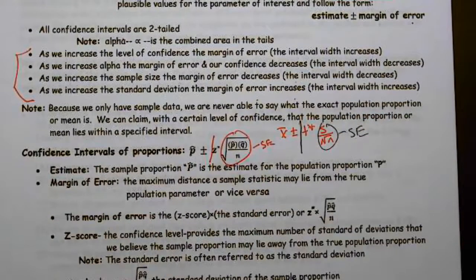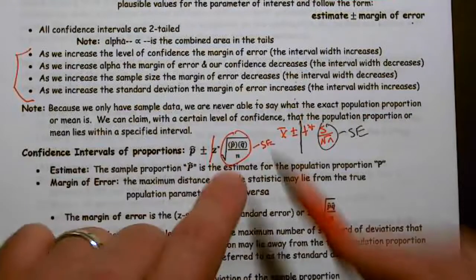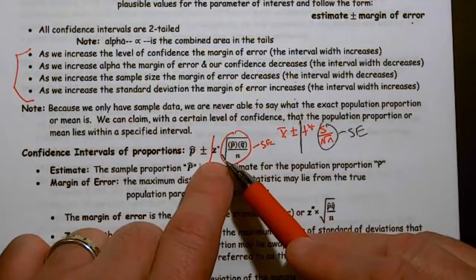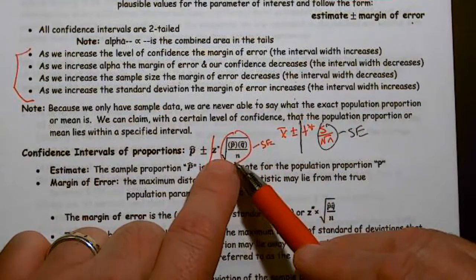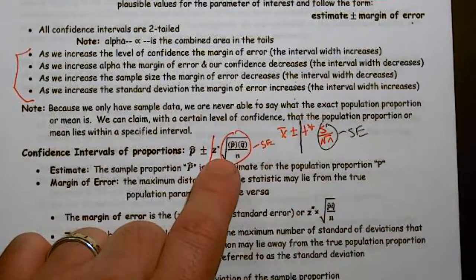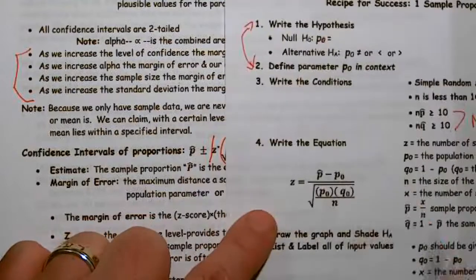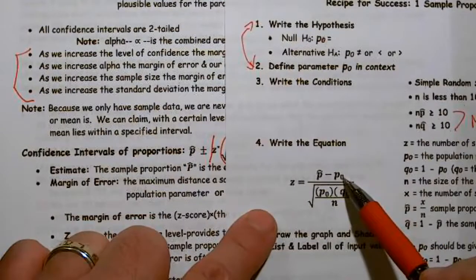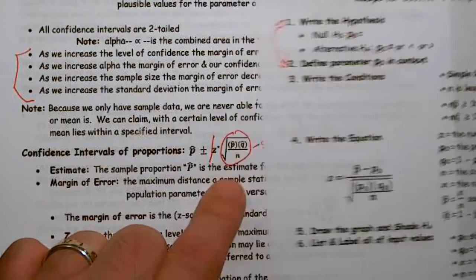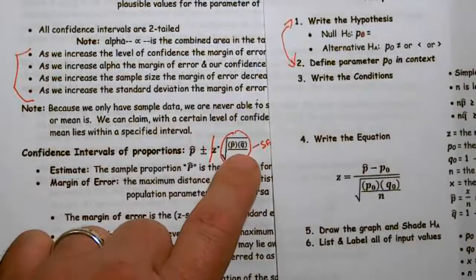All right. Notice we have a change here on our formula. When we were working with the hypothesis test, we were using the true population proportion. We were using P, the true population proportion, and we were using it here. But here we have P hat and Q hat.